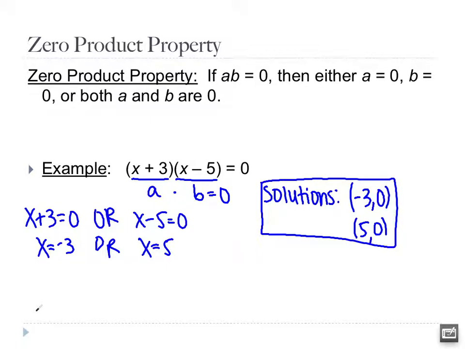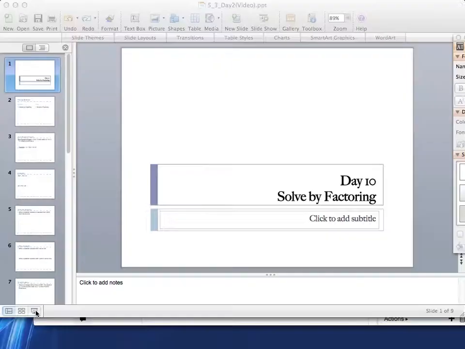This example was already factored for us, and the next two we're going to have to do the factoring. One important point before we move on, the zero product property only applies when your equation is equal to 0. If it's equal to any other number besides 0, you're not going to use the same process. Moving on.